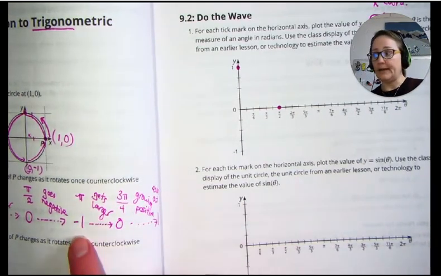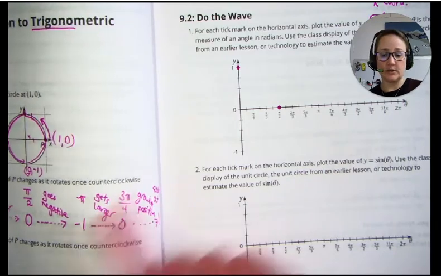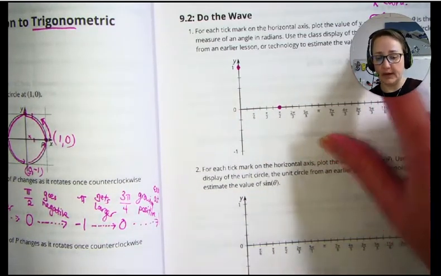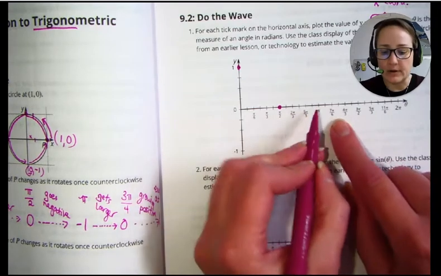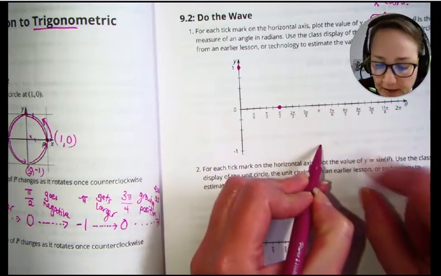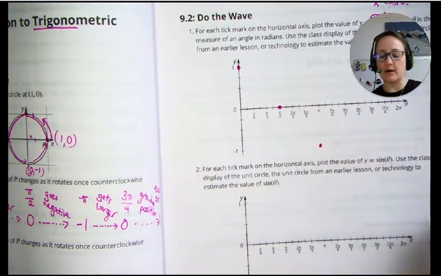Then we said by pi, it's at -1. So I'm taking the cosine of pi, my output, cosine of pi, my output would be -1 down here.